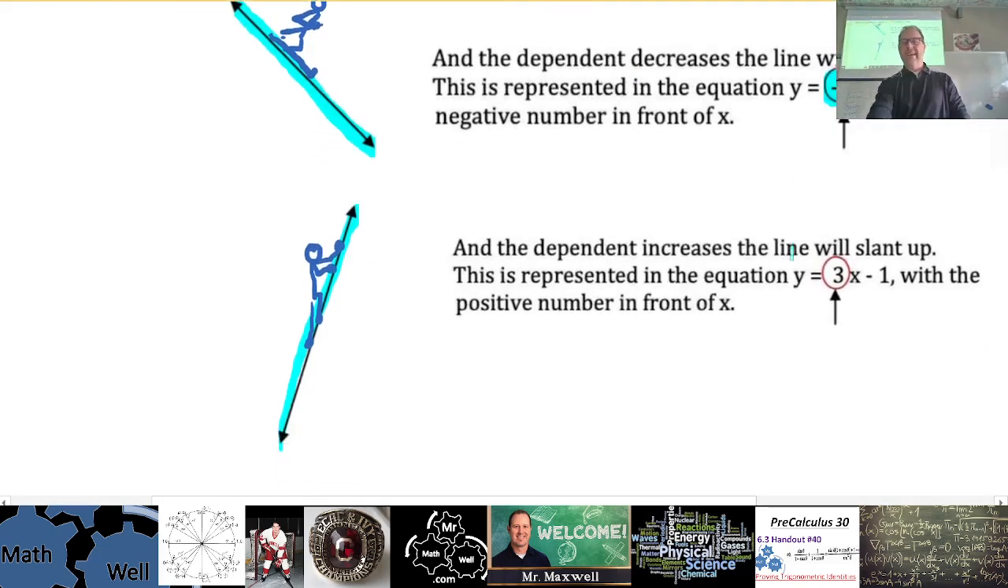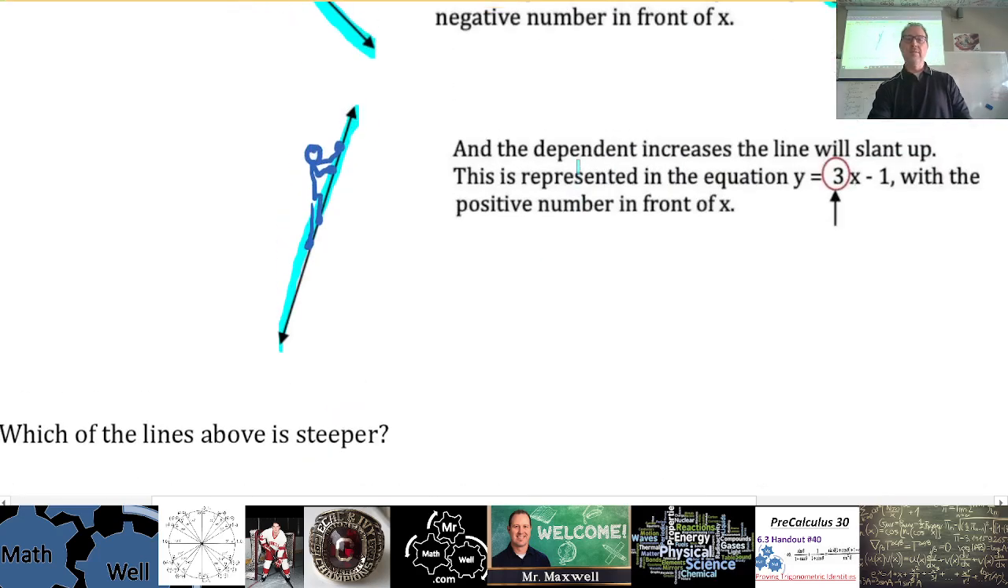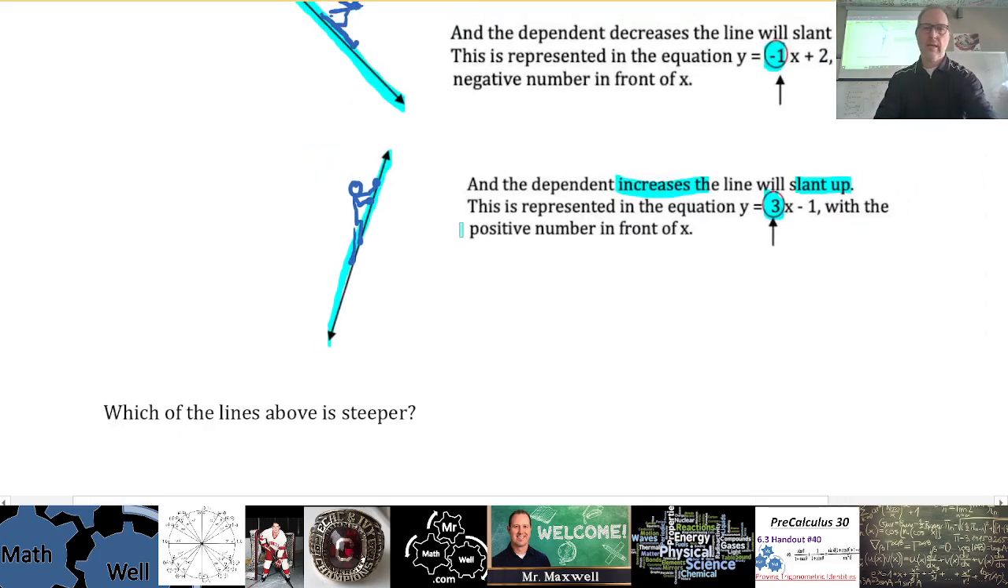So when the independent variable increases by 1, because we're still talking about this, and the dependent variable increases as well, then we have a positive number here, and it will slant upwards. And which of the lines are steeper? Well, we know that the second line is steeper, regardless of the direction. It can go either direction, but which one is steeper? The one that climbs the quickest or that falls the quickest. So the second line is steeper.